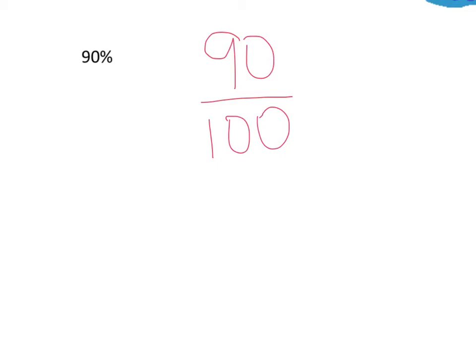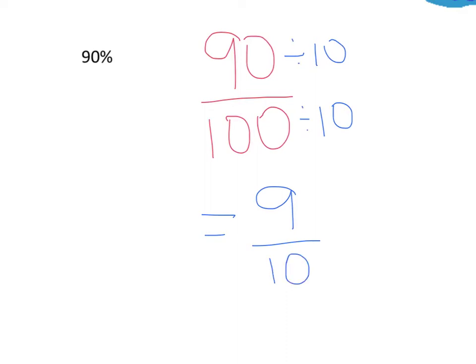When I look at it, I know I can divide both the top and bottom by 10. 90 divided by 10 gives me 9. 100 divided by 10 gives me 10. So my answer in simplest form is 9/10. So 90% is 9/10 as a fraction.